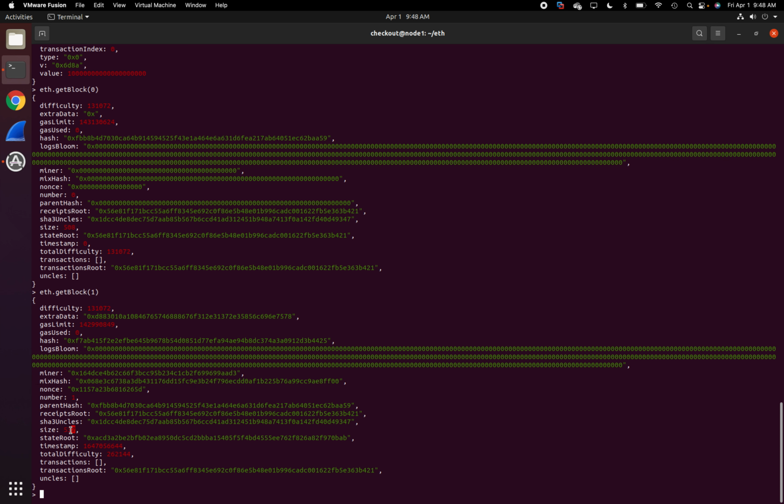And we see the size is different because it has more information about the nonce and mix hash and the miner. The timestamp is different because it's not the first one in the chain. It's the first one added to the chain, just not the first one in the chain. And we see the total difficulty as well has gone up, as it always does throughout time.